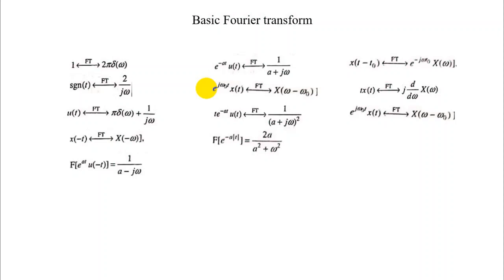So after having several tries, I think it would be easier for you. So x of t minus t naught, as we have discussed in the properties, if you have to determine the Fourier transform of x of t minus t naught, you must already have the Fourier transform of x of t as X omega. Then you simply multiply X omega with e to the power minus j omega t naught.